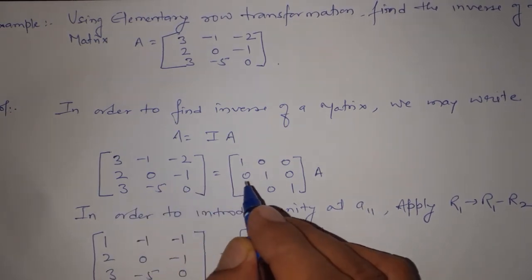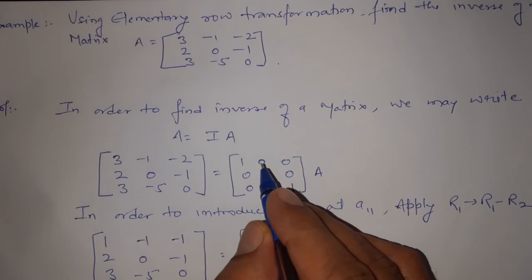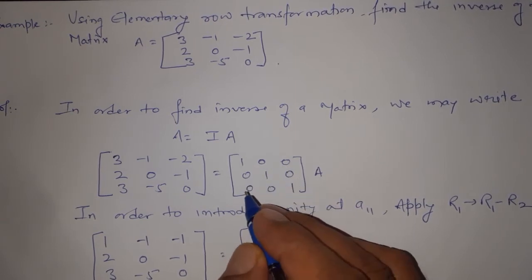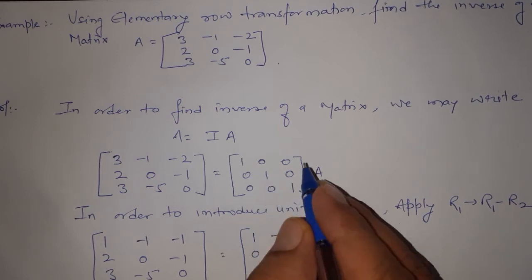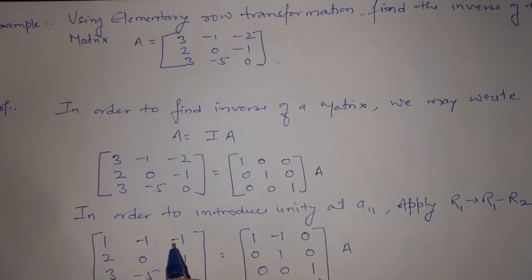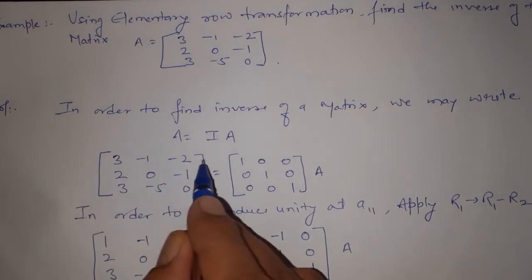So here the matrix A is very simple. That is 3, minus 1, minus 2, 2, 0, minus 1, 3, minus 5, 0. And the identity matrix is here 1, 0, 0, 0, 1, 0, 0, 0, 1. That is the identity matrix multiplied by A. Now, as per the algorithm, we know very well we have to introduce unity at A11.